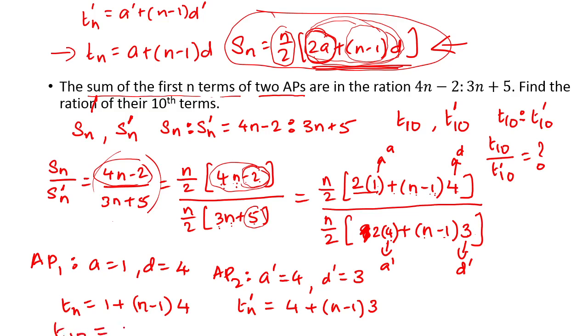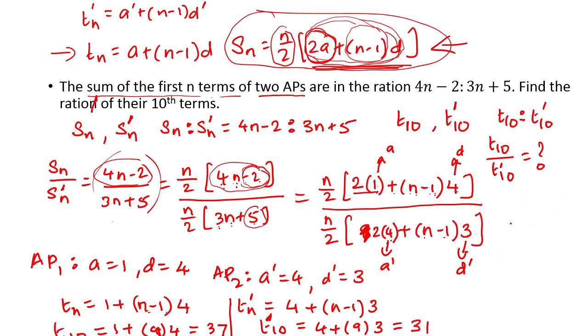What is the 10th term? 1 plus 10 minus 1, 9 into 4. 9 into 4 is 36 plus 1, I get 37. The same way, what is the 10th term for the other arithmetic progression? T10 dash is 4 plus 10 minus 1, that is 9 into 3. 9 into 3 is 27 plus 4 is 31.